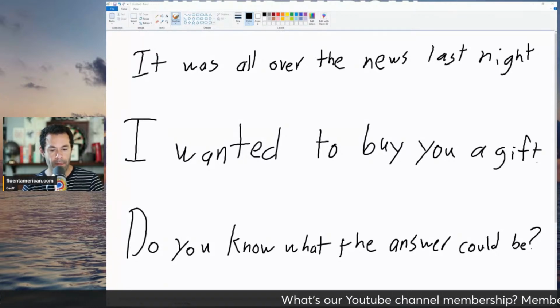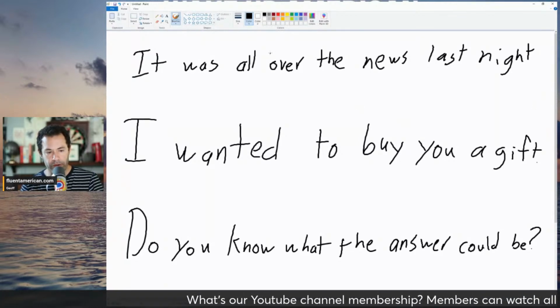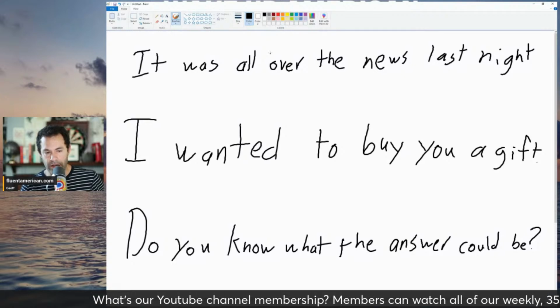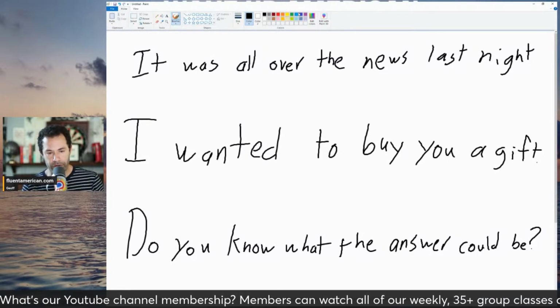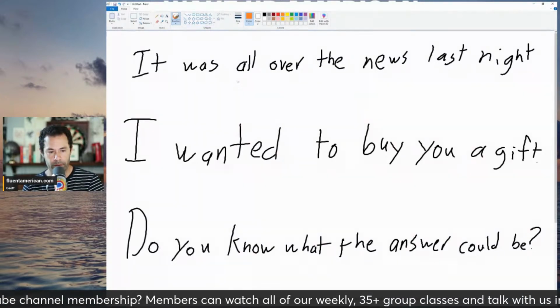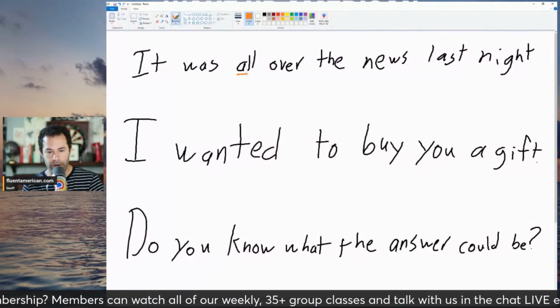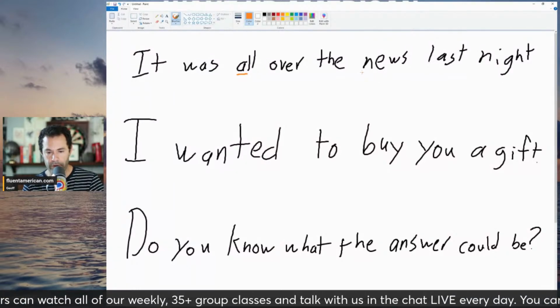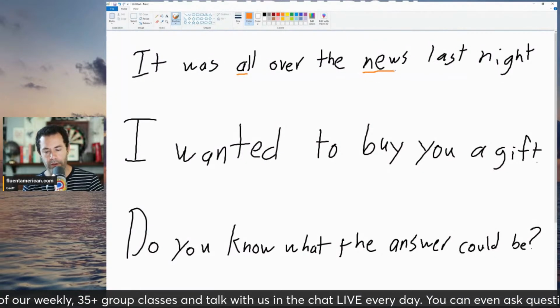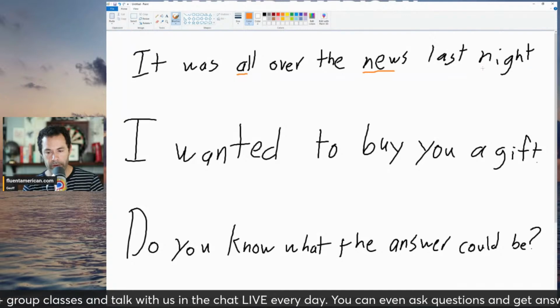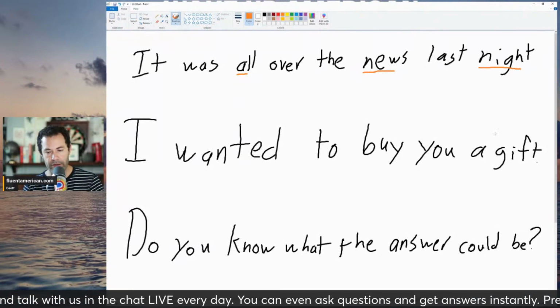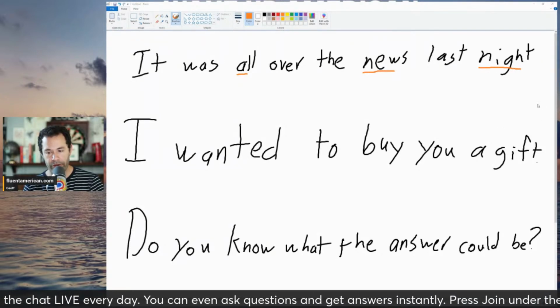So let's look at this first sentence. And let's imagine that we have multiple stresses. So let's imagine if I stress all and news and night. Let's imagine I have 3 stresses for this sentence.